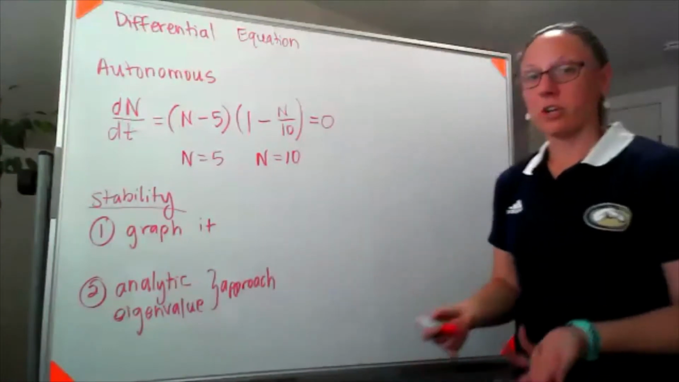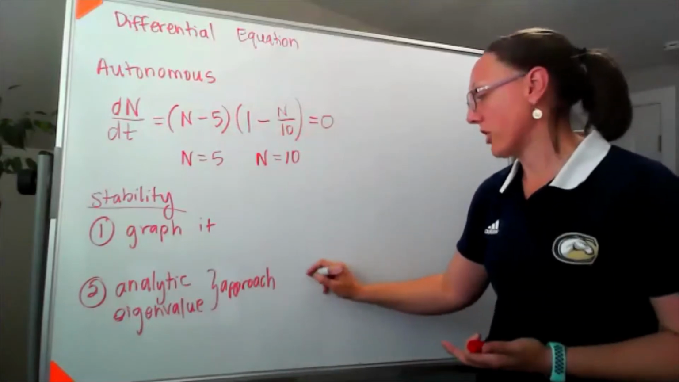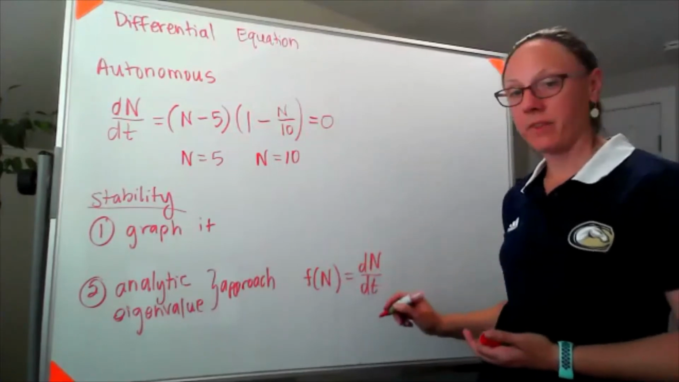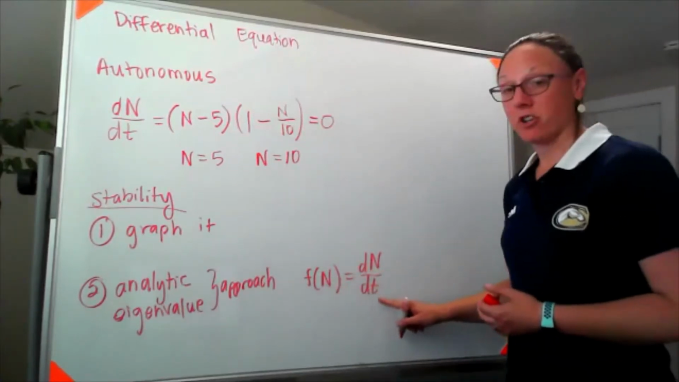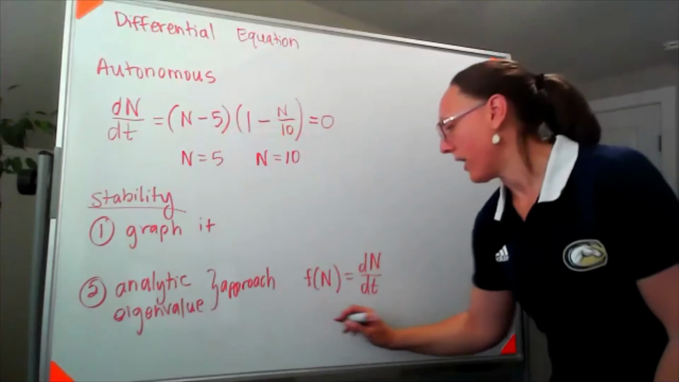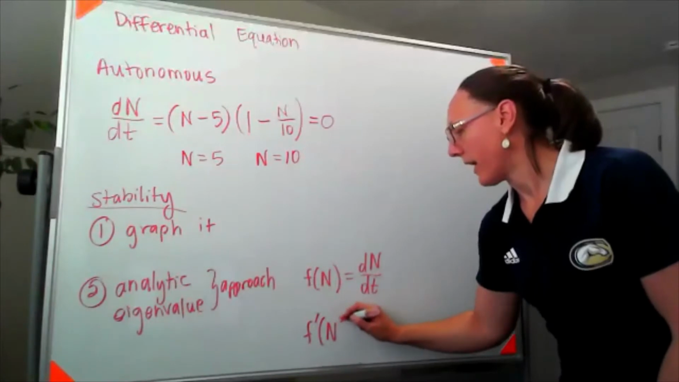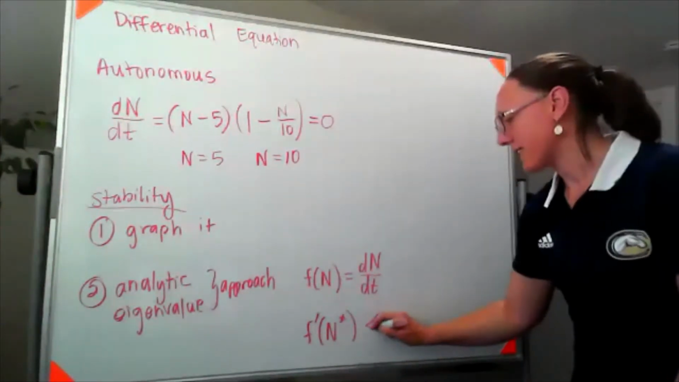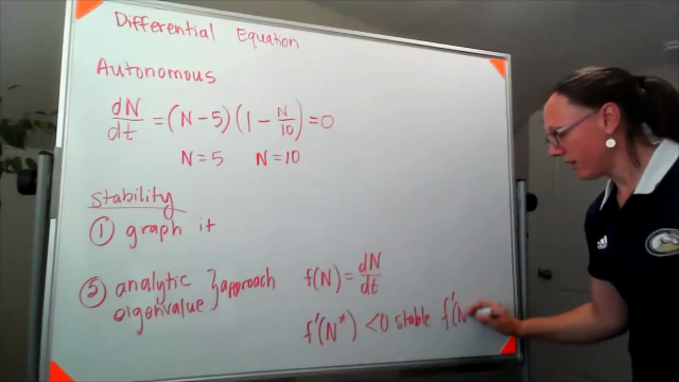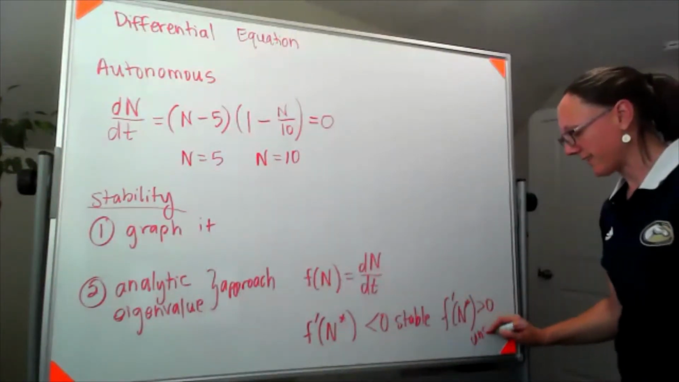For the analytic approach, what we do is we call our differential some function. So I'm going to call this f of n is equal to dn dt. Notice we're not saying that it's a function of time, it's a function of n because this was autonomous. Once we write it this way, then we're taking the derivative of this function and evaluating it at our equilibrium values. If it's less than 0, then we say that it's stable. And if at our equilibrium value, f prime is greater than 0, then we say that is unstable.